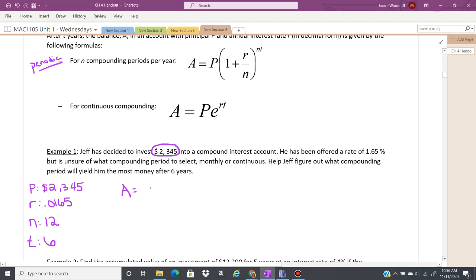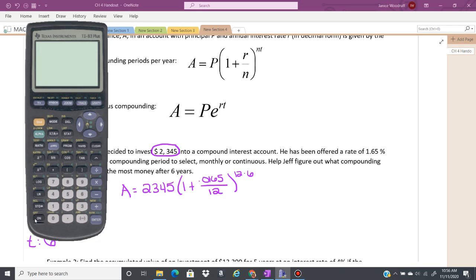We plug these numbers into our formula. We'll have 2,345 times 1 plus our rate, 0.0165, over 12 for our N, to the 12 times 6. Order of operations is really important here. You want to make sure you do inside the parentheses first. So 0.0165 divided by 12, then add that to 1. It's going to give you 1.001375.